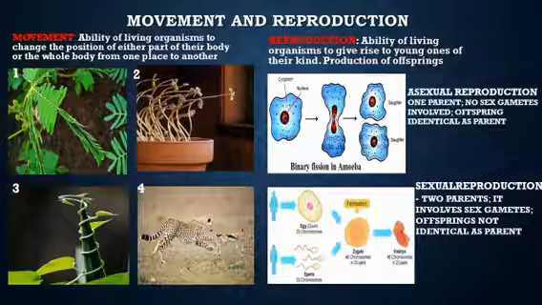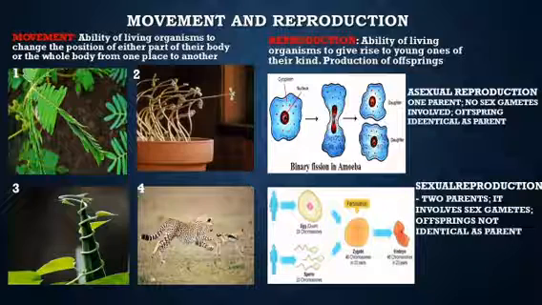The next one I will mention is reproduction. Reproduction simply means the ability of living organisms to give rise to young ones of their kind. Now, when we say reproduction, we can say production of offspring. If you look, there are 2 types of reproduction in biology. I will just briefly describe them. The first one is asexual reproduction, and the second one is sexual reproduction.